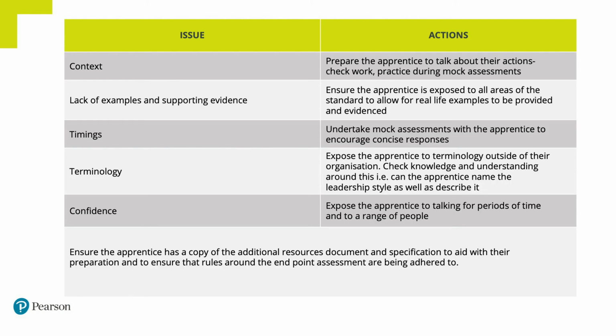So I've just popped on some of the issues that we've gone over, and then obviously actions that providers can take to hopefully rectify these before the apprentice comes to endpoint assessment. I've mentioned it a lot throughout today's session, but the context of the information. This is where they're saying "we" throughout their information, whether it be in the interview, the professional discussion, the portfolio or the presentation. Hopefully this can be combated by preparing your apprentices to talk about their actions.